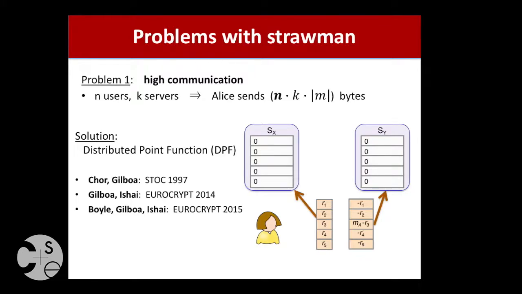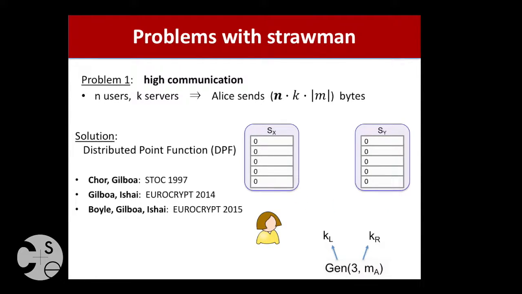So what is a distributed point function? It's basically a way to take these vectors and compress them to very, very little information. Instead of sending the vectors as they are to the servers, what Alice is going to do is run locally an algorithm, which I'll call the generation algorithm, which says, I want to write the message M into position number 3.